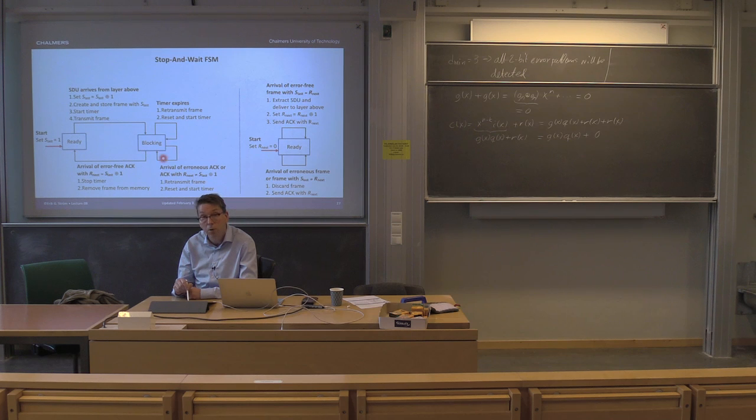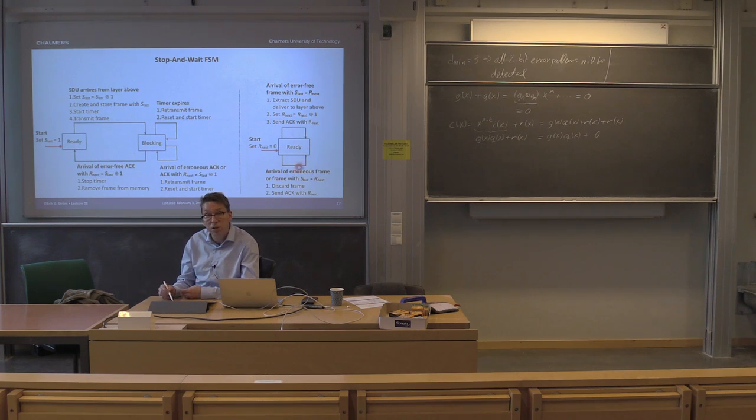So here we go around also. And we can keep on going like this, retransmitting. Eventually, there will be an ACK coming to us, which is error-free and has the right sequence number. Then we're happy, and then go over to the ready state, and then discard the frame that we had under transmission. We don't need to store this anymore. We can just release that memory. Okay. So this is the transmitter side.